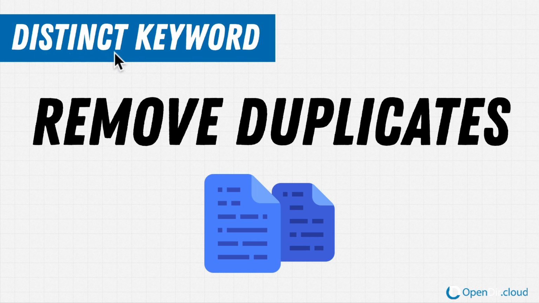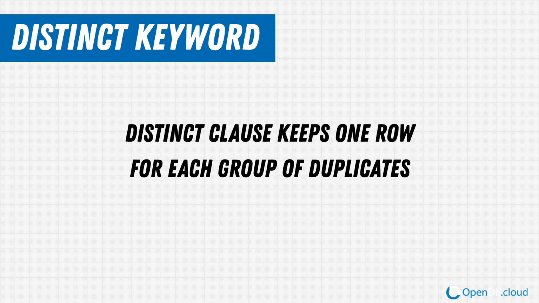Now, as with all videos, we're going to look at the concept and how it works, and then there will be exercises around the distinct keyword. So what does distinct do? Well, in essence, it removes duplicates. Sometimes you'll write queries where you do not want to have duplicate data. And with those queries, the one thing you can do is add the distinct keyword, because the distinct clause keeps one row for each group of duplicates.